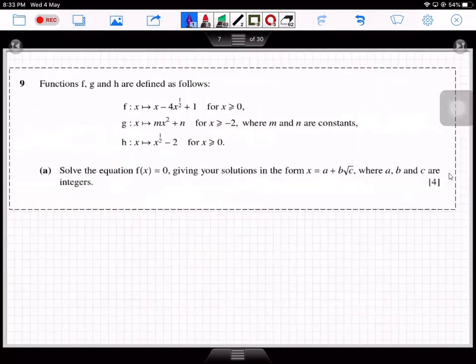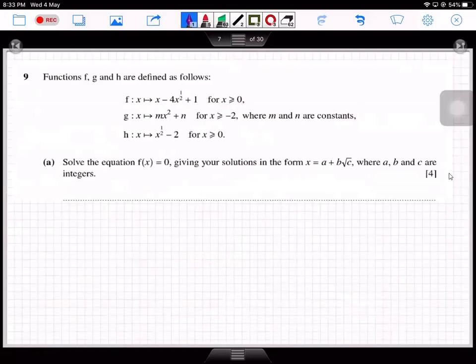All right, so functions f, g, and h are defined as follows. f(x) equals x minus 4x raised to the power half plus 1 for x greater than or equal to 0. g(x) equals mx squared plus n for x greater than or equal to minus 2, where m and n are constants. h(x) equals x raised to the power half minus 2 for x greater than or equal to 0. Solve the equation f(x) equals 0, giving your solutions in the form x equals a plus b root c, where a, b, and c are integers.